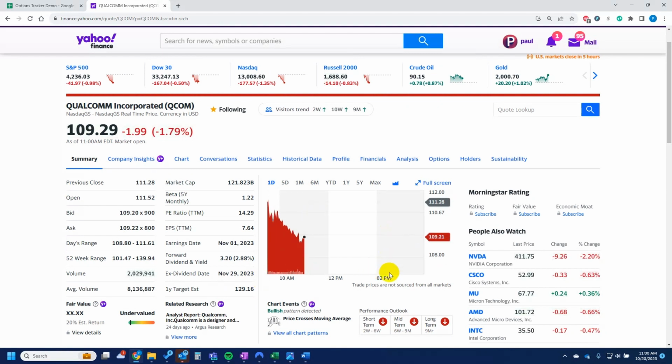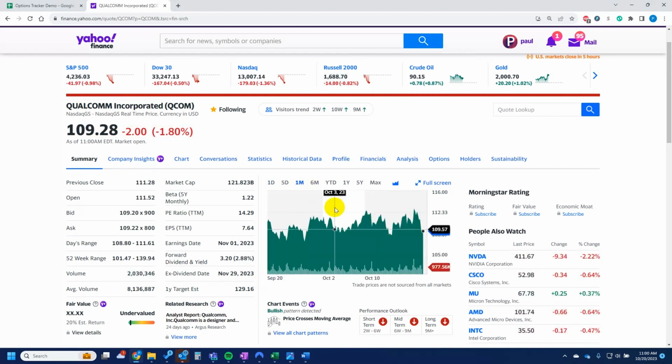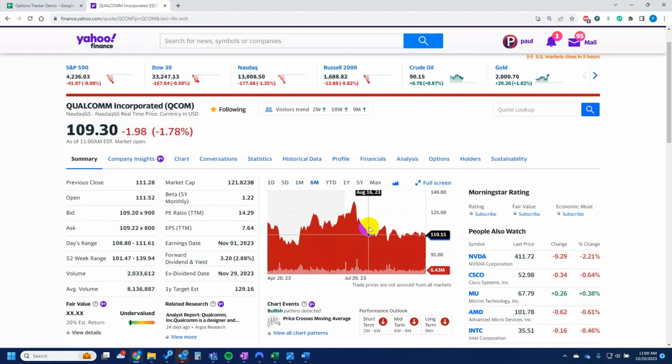This is a summary chart. Typically, I'm going to want to look at 1 month. 1 month showing me very choppy up and down, but no real trend. 6 months, similar. There was a peak. It really is quite a flat stock.